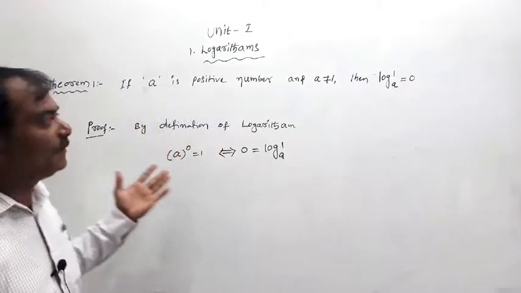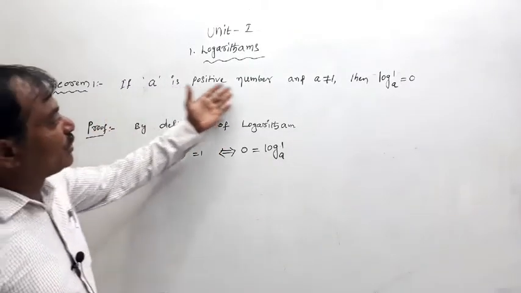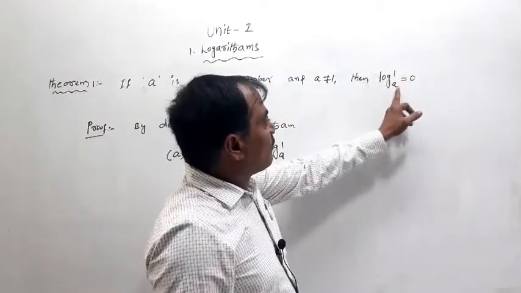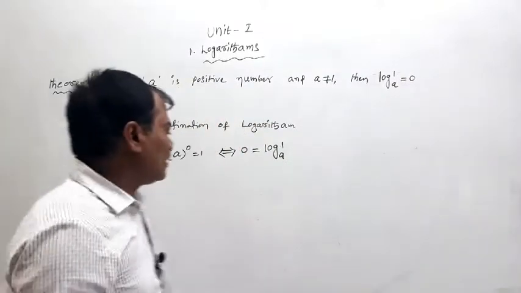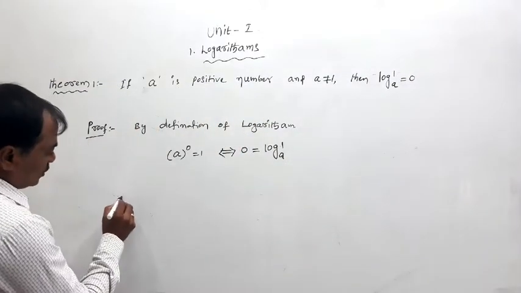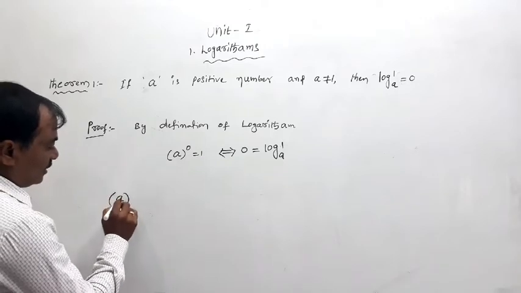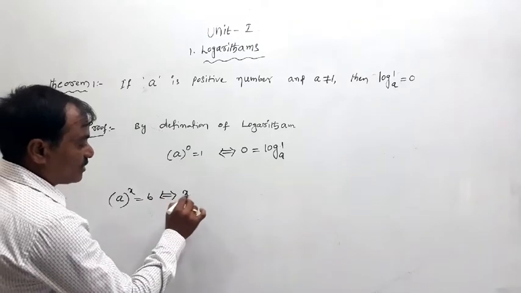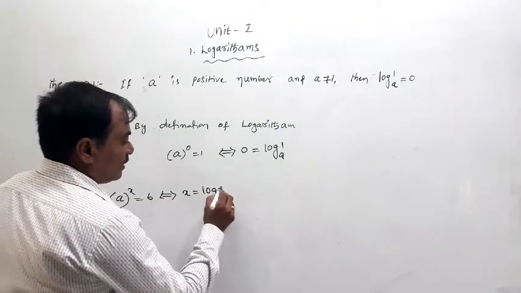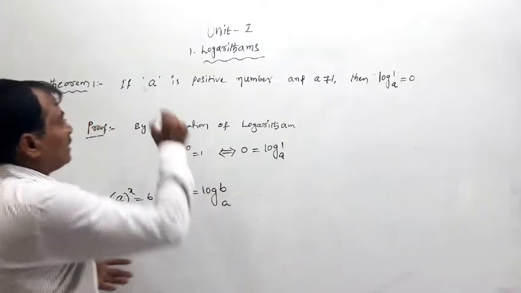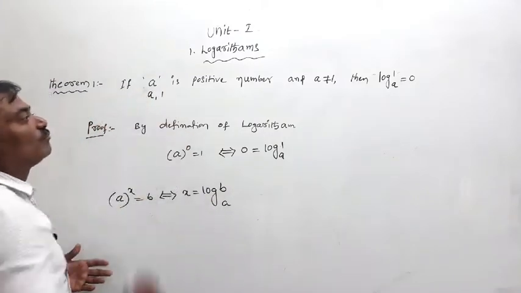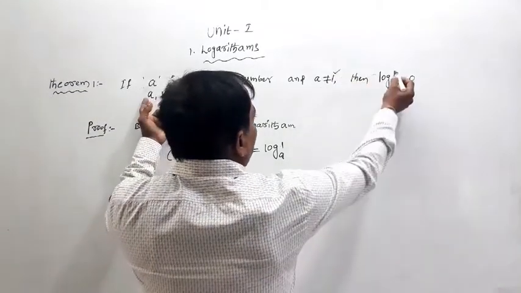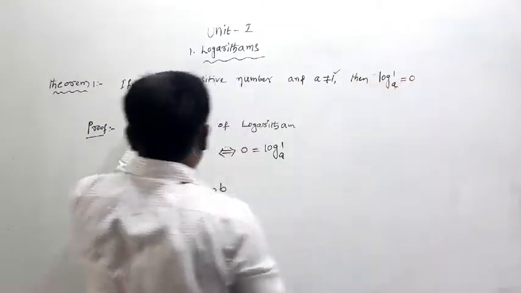Yeah, this is the second property. If a is a positive number and a is not equal to 1, then the logarithm of 1 to the base a equals 0. So what is the definition of the logarithm? a to the power of x equals b if and only if x equals log b to the base a. So here again, where a and 1 are both positive numbers and a is not equal to 1, then the logarithm of 1 to the base a equals 0.